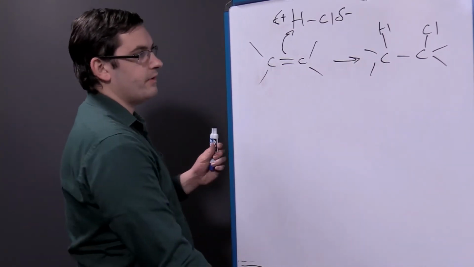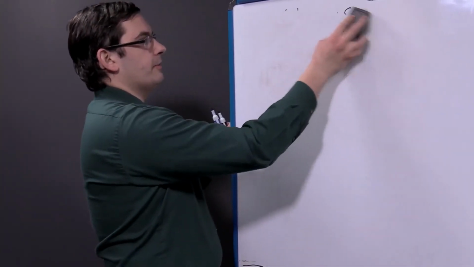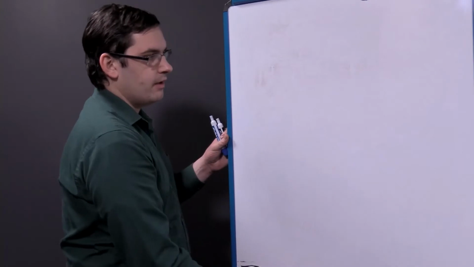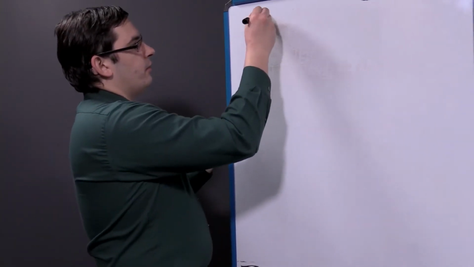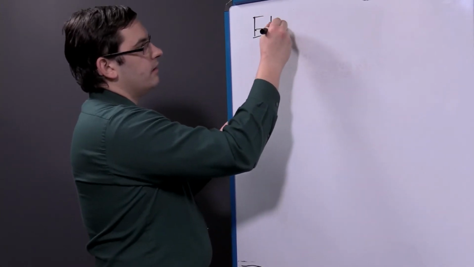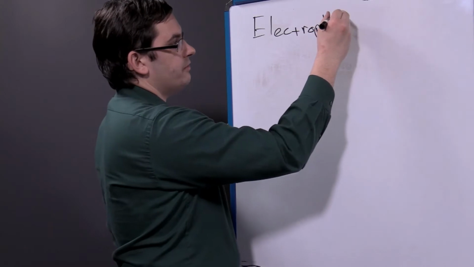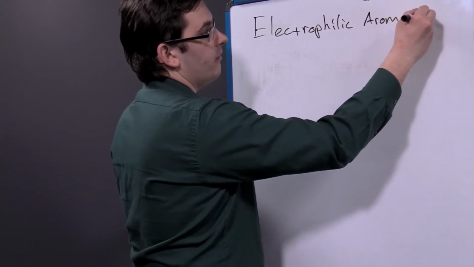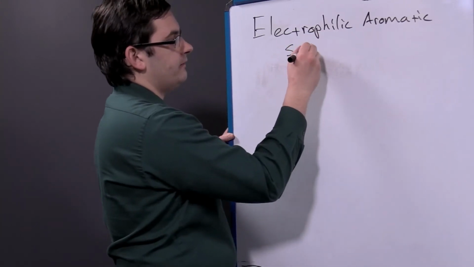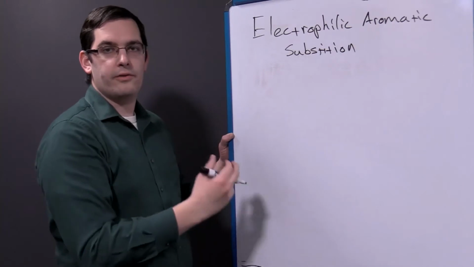In the case of aromatic rings, this is unfavorable due to the loss of aromaticity that would be associated with replacing that double bond. So rather than losing our double bond, we're going to do an electrophilic aromatic substitution, where we're going to replace the hydrogen on our benzene ring with our new electrophile.